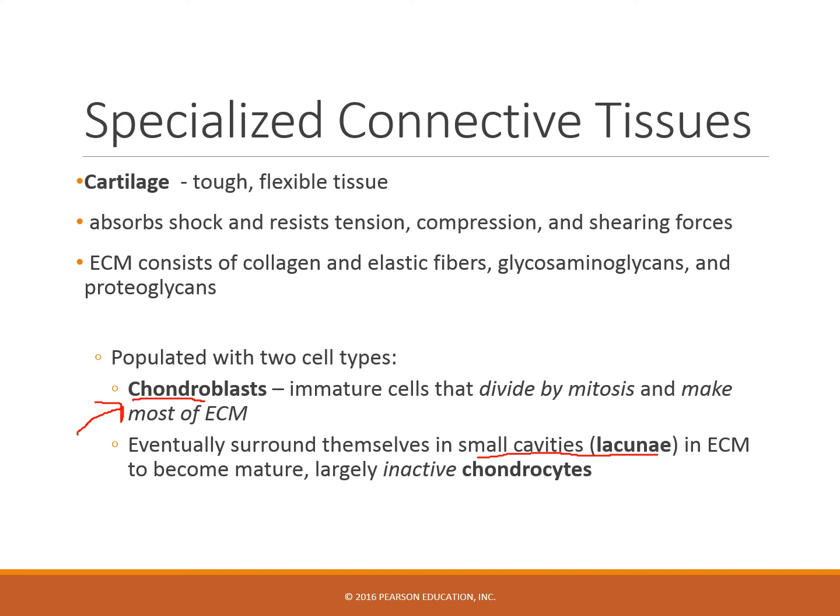Once these cells are surrounded by ECM, they begin to mature and become largely inactive chondrocytes. So the two main cell types are chondroblasts, which make most of the ECM, and chondrocytes, which are largely inactive but may maintain the ECM that surrounds them.